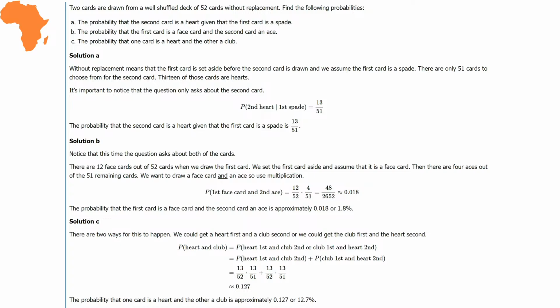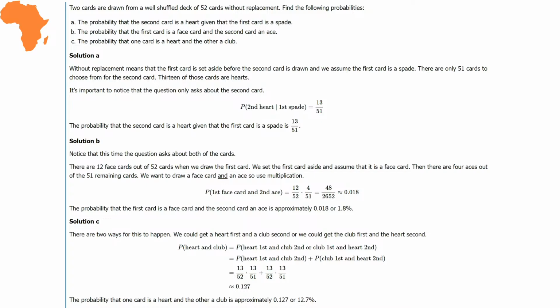Not given, and. Remember we said conditional probability is given. So, you're testing positive given your disease positive, or testing positive and disease positive. Those are two different thought processes. Notice that this time the question asks about both cards, both states. So, the test state and the disease state.